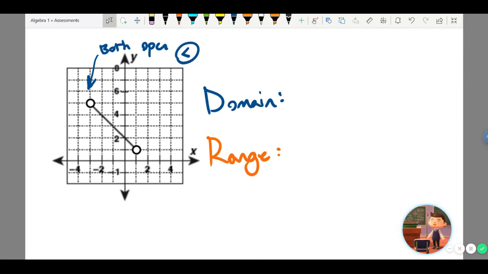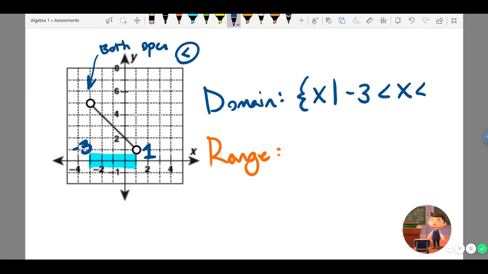So if I look at my x-axis for domain, I'm going to notice that my lowest value is at -3 on the x-axis, and my highest value is at +1 over here. So I mark that on my x-axis. And now I can write it in set builder notation. The set of all x such that x is in between -3 and 1.